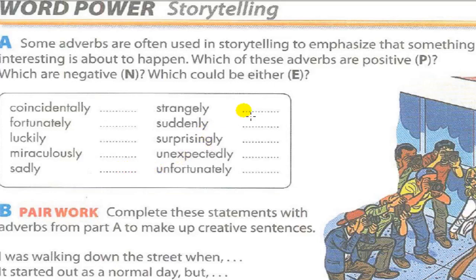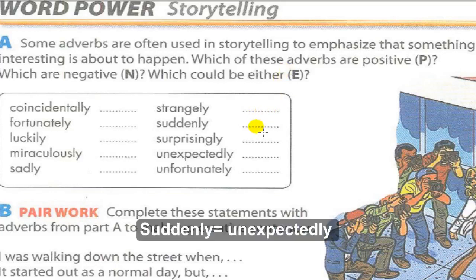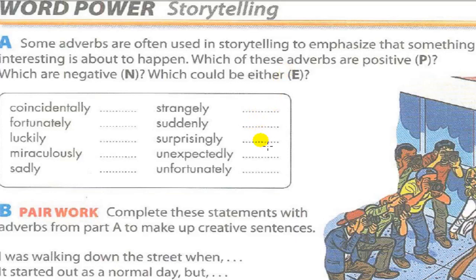Strangely, this is E, positive and negative. E, could be both. Suddenly, E, positive or negative. Surprisingly, E, positive or negative, because sometimes we have a good surprise or a bad surprise. Unexpectedly, E, positive and negative, because we have good surprises and bad surprises.